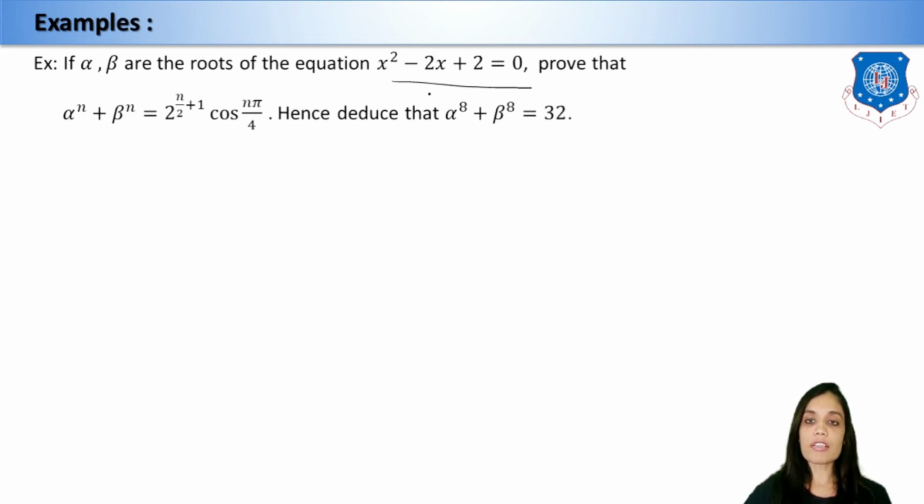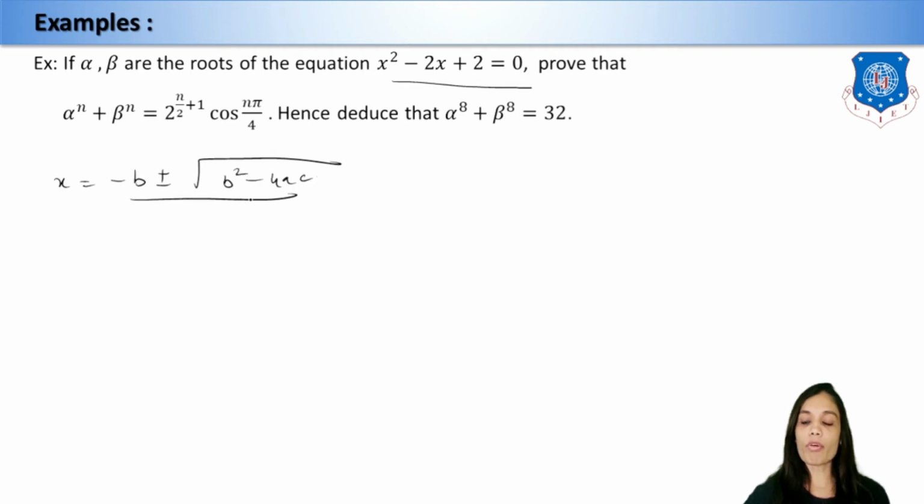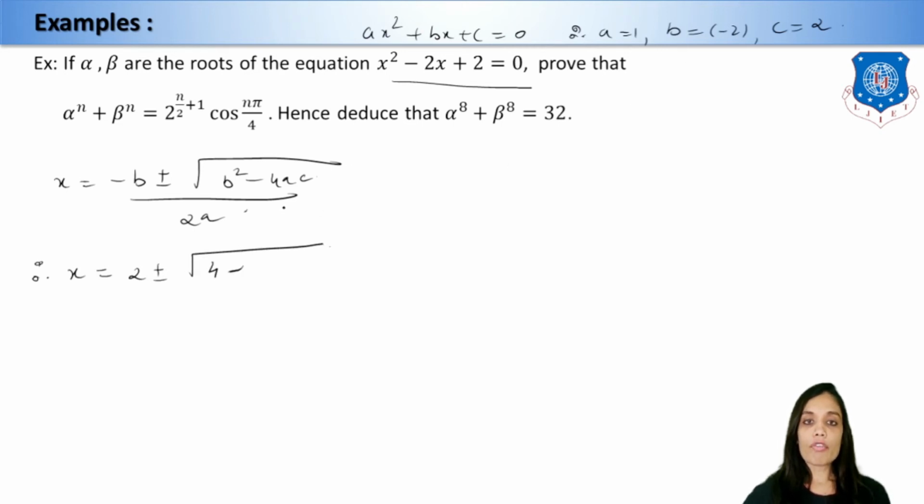So firstly, let us find the roots of the given equation. So the formula is what? x is equal to minus b plus or minus under root b square minus 4ac upon 2a. Now here we can compare this with ax square plus bx plus c is equal to 0. So our value of a is 1, b is minus 2 and c is 2. Let us put all these values in this. Therefore, value of x will be 2 plus or minus under root minus 2 square means 4 minus 4 into 1 into 2, so 8 upon 2.